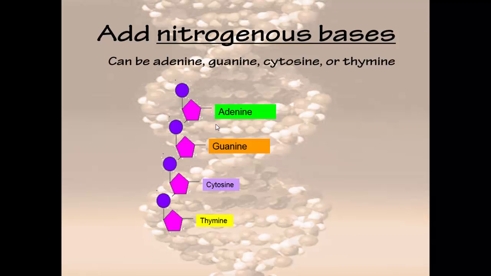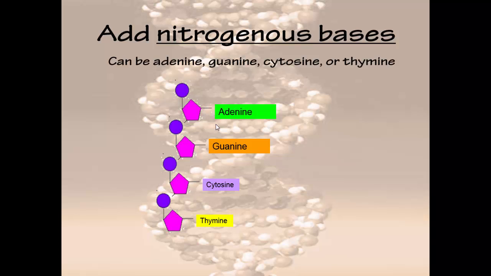And then on the inside, you have these things called nitrogenous bases. Nitrogenous bases, I've already told you the names of them: adenine, guanine, cytosine, and thymine. Quick check, which 2 of these are purines? I hope you said adenine and guanine. So which 2 of these are pyrimidines? Hopefully you said cytosine and thymine.